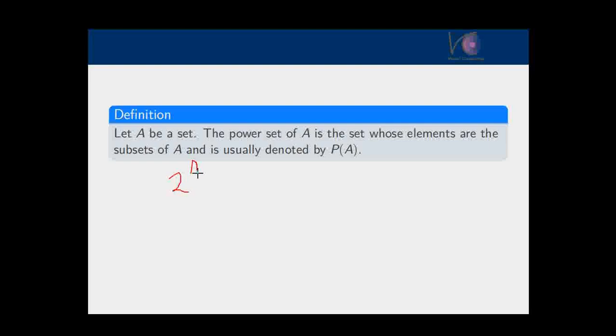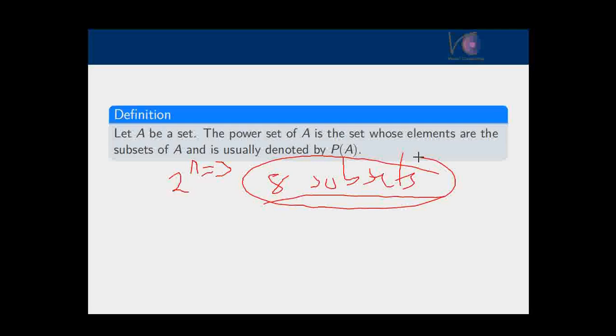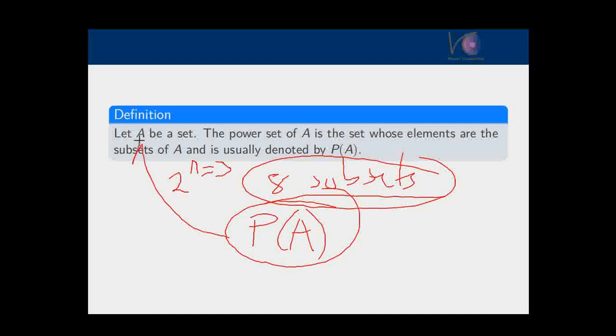So if our n is equal to 3, that implies that we are going to have 8 subsets. Remember, in the previous video, I was using set B to denote these 8 subsets. But the whole of those 8 subsets is what is called the power set, and it is denoted by the power set of A. So this is basically a set containing all the subsets of A. That is a power set.